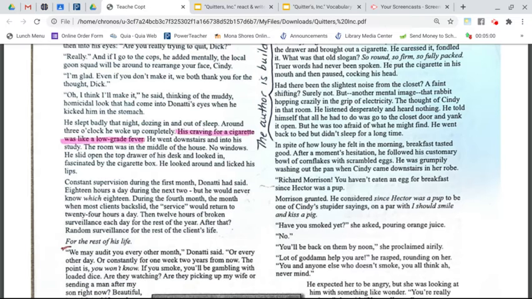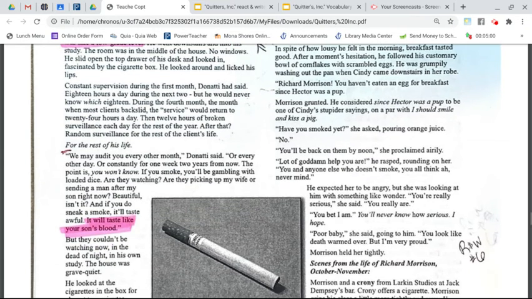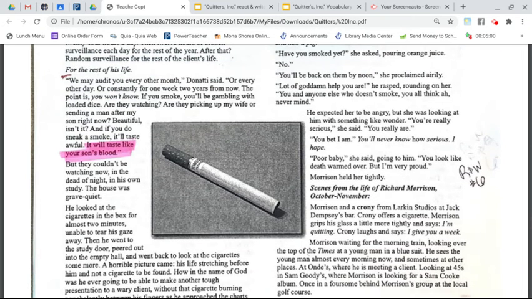"No." "You'll be back on them by noon," she proclaimed airily. "A lot of goddamn help you are," he rasped, rounding on her. "You and anyone else who doesn't smoke. You all think, never mind." He expected her to be angry, but she was looking at him with something like wonder. "You're really serious," she said. "You really are." "You bet I am. You'll never know how serious, I hope." "Poor baby," she said, going to him. "You look like death warmed over, but I'm very proud." Morrison held her tightly.